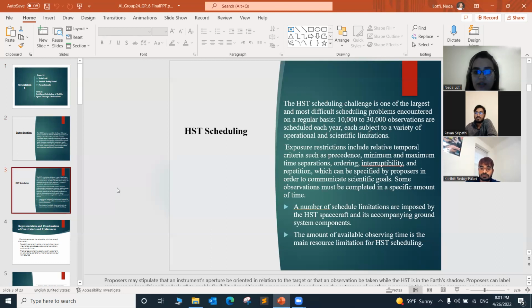Observation restrictions include relative temporal criteria such as precision and minimum and maximum time separations and ordering, which can be specified by professors in order to communicate scientific goals, and some observations must be completed in a specific amount of time. A number of schedule limitations are imposed by the HST spacecraft and its accompanying ground system components, and the amount of available observation time is the main resource limitation for HST.